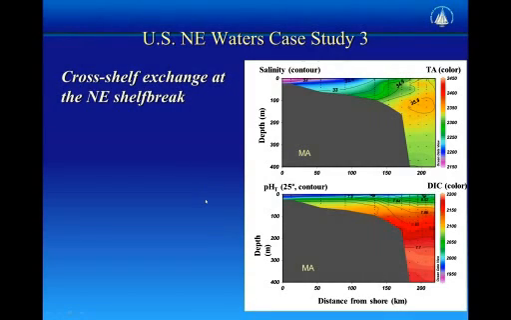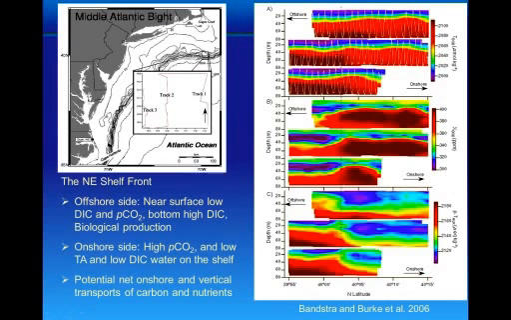This is data collected in the 2000s by Burkill's group, and it is very high resolution carbonate data. You can see on the outside of this line, which is the shelf break front, low pCO2 and low DIC at the surface, but it's high at the bottom. And on the onshore side, you see low alkalinity water, but high pCO2 water at the bottom.